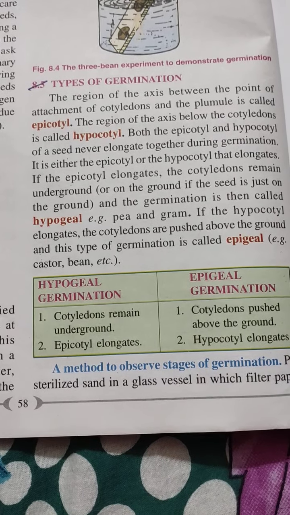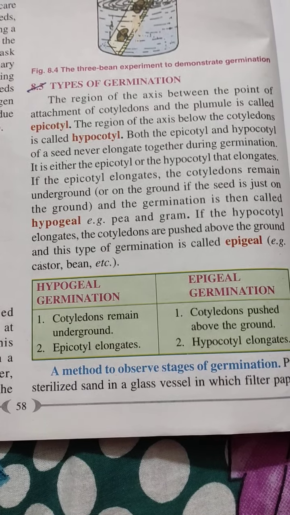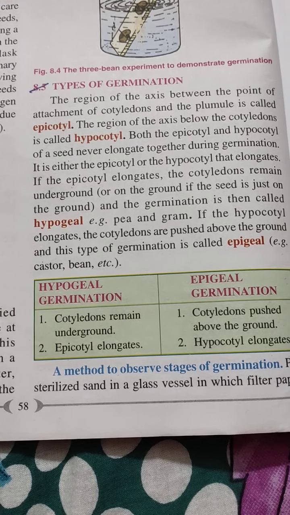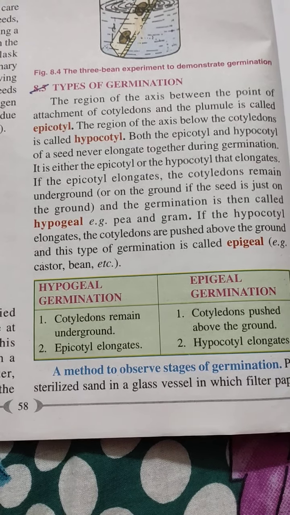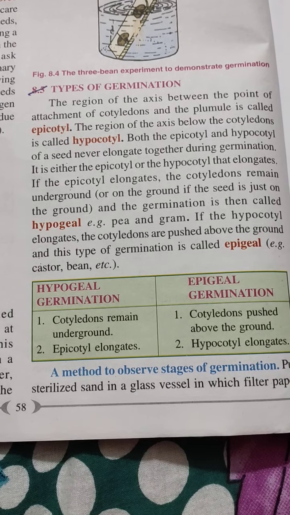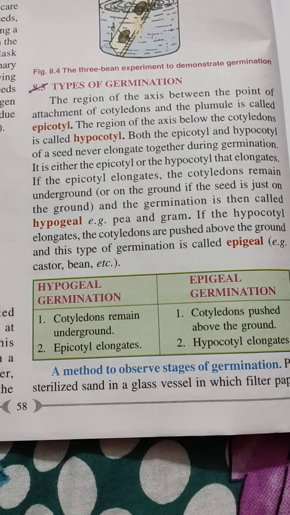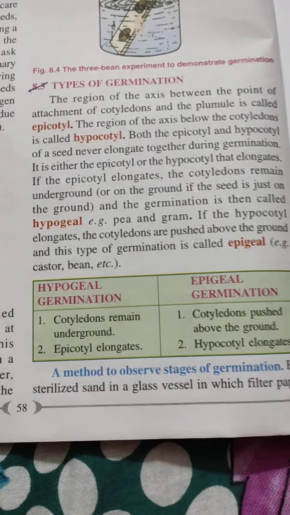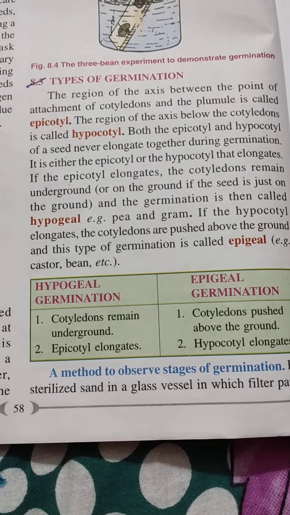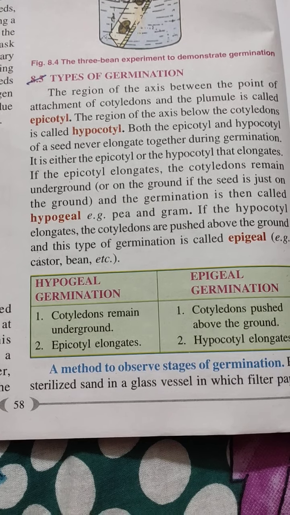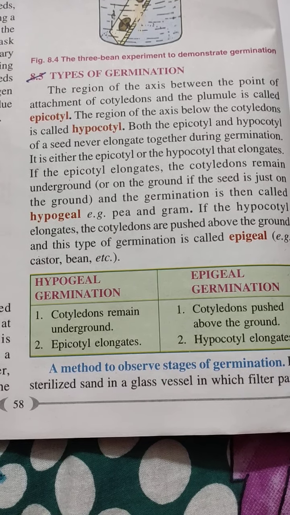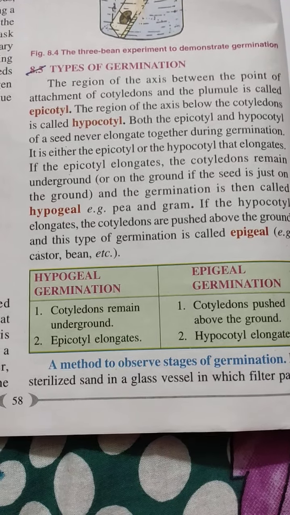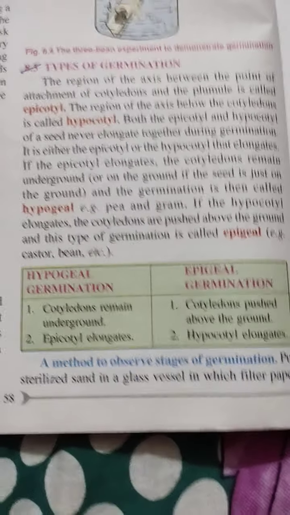Now, if the hypocotyl elongates, which is definitely below the cotyledons, then the cotyledons are pushed above the ground. It is very clear to us because it is below the cotyledons. And this type of germination is called epigeal germination. Example, castor, bean seeds. Now, they have given two differences. Very easy. The things which we have read just now, that they have given as a point of difference, go through it.